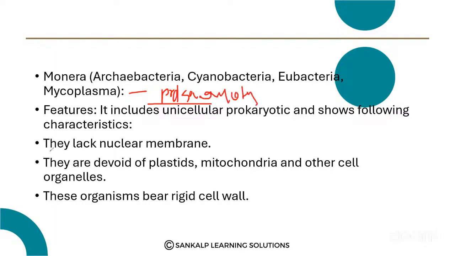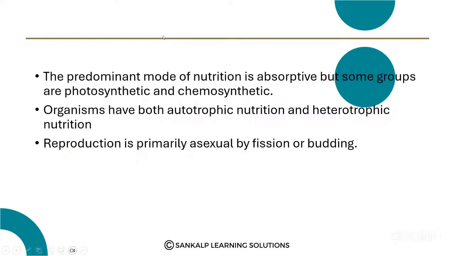They lack the nuclear membrane. Very important: these Monera organisms are prokaryotes and they lack the true nuclear membrane. They are devoid of plastids, mitochondria and other cell organelles. These cell organelles are absent and they have a rigid cell wall. That is the main important characteristic of the Monera kingdom.